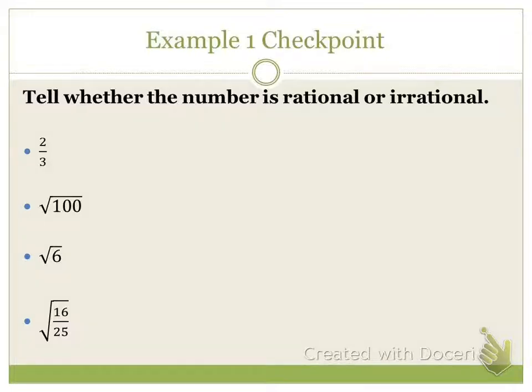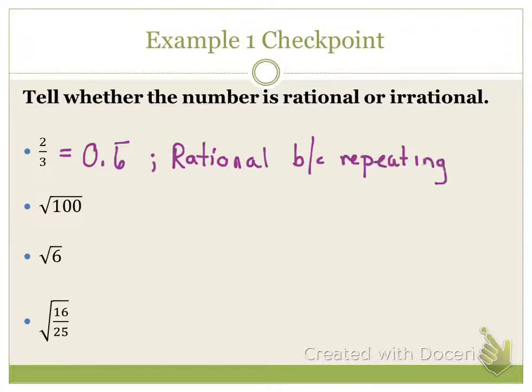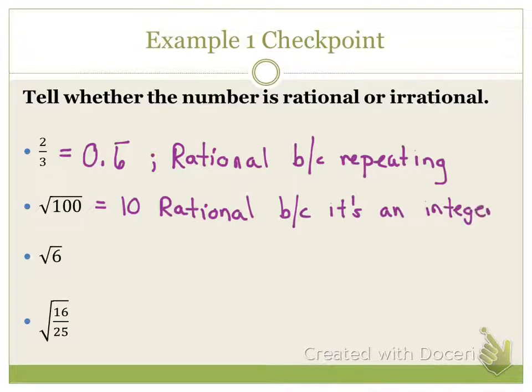Okay, 2/3, when I convert it to a decimal, is what? 0.6 repeating. So rational or irrational? Rational. Why? Because it's repeating. What about square root of 100? 10. So it's rational because it's an integer. Or if you said whole number, that would be fine too.